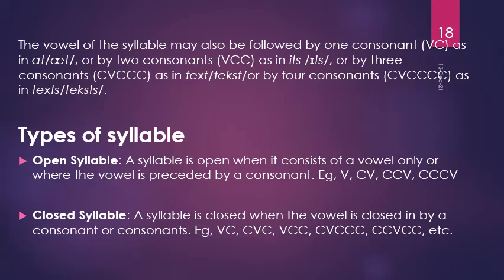The vowel of the syllable may also be followed by one consonant. Here we have VC, as in earth, or by two consonants, VCC, as in eats, or by three consonants, as in CVCCC, as in texts, or by four consonants, as in CVCCCC, in words like texts. Types of syllable.